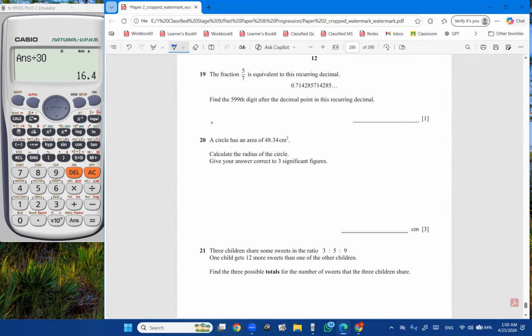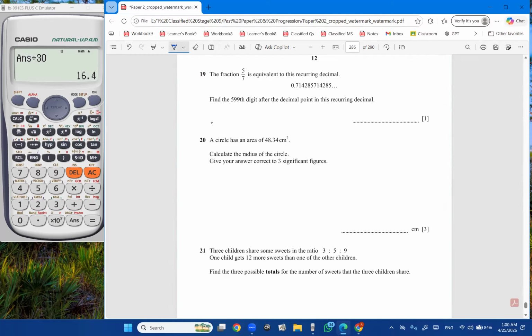Count in 6s. You're going to find that the 12th ends with a 5. The 18th ends with a 5. The 60th ends with a 5. The 600th ends with a 5. So any number that is a multiple of 6 ends with a 5. So the 600th digit is 5. But we want the 599th. What's the digit that is before it? It is just an 8. So the 599th digit is just 8.